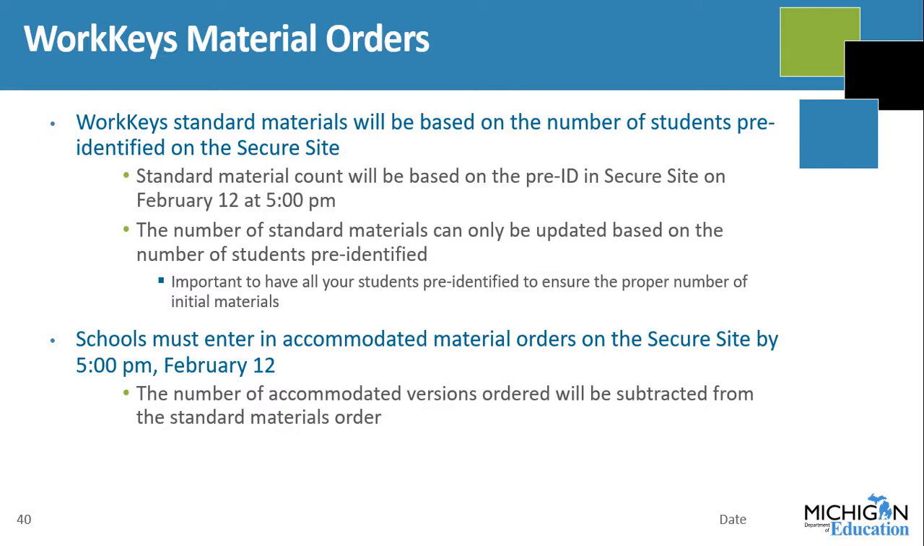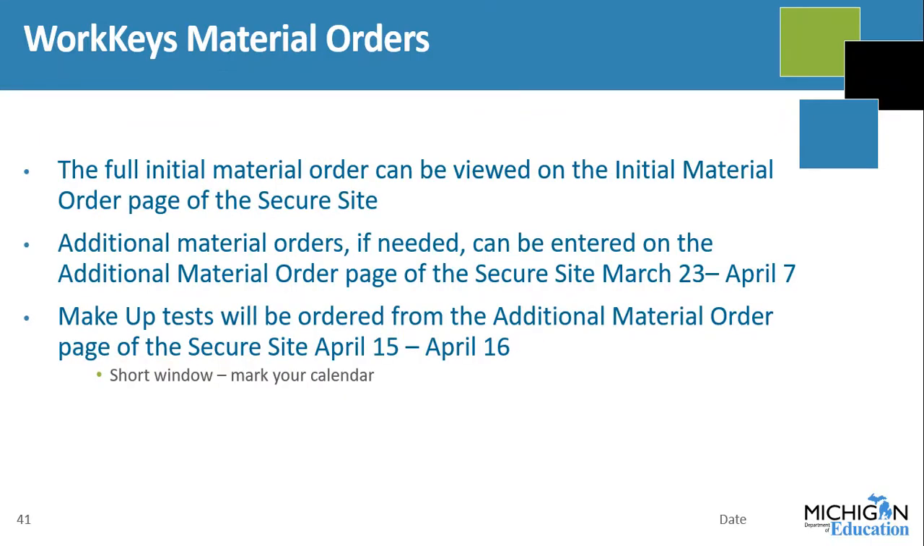It is important to have all of your students pre-identified by 5 p.m. on February 12th to ensure that you have the correct amount of materials for testing. You can view the initial material order that includes both standard and accommodated tests on the initial material order page of the secure site. If needed, you can order additional standard and accommodated materials for the WorkKeys from the additional material order page on the secure site March 23rd through April 7th.